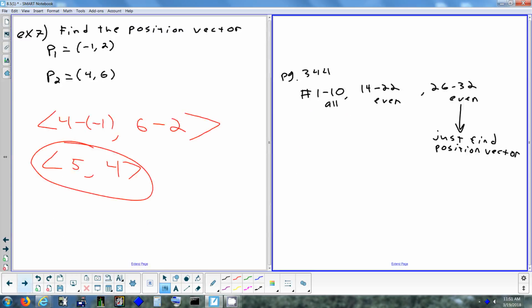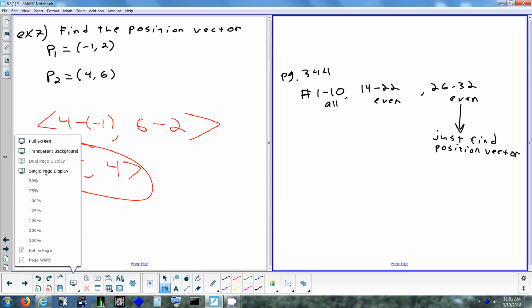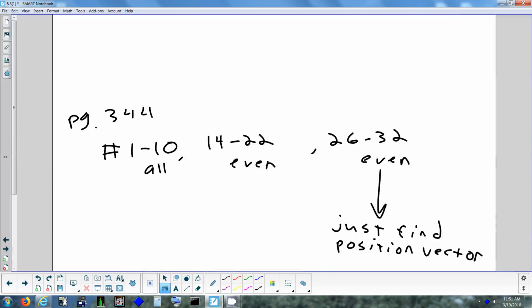All right. Okay, so homework tonight is on 344. Remember, it's not in the book, it's in the packet, which I'll try to put at the end of the video. But it's 1 through 10 all, 14 to 22 even, and 26 to 32 even. On 26 to 32, do not follow the directions they have there, just find the position vector.